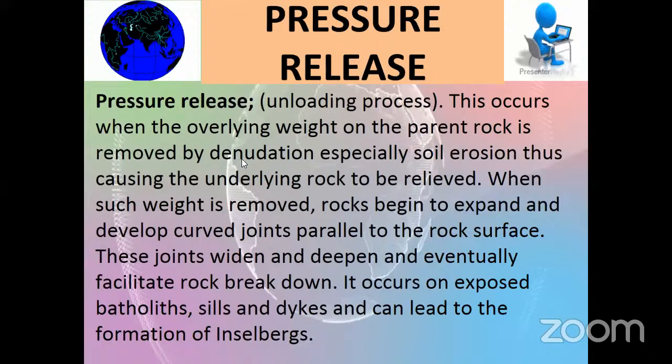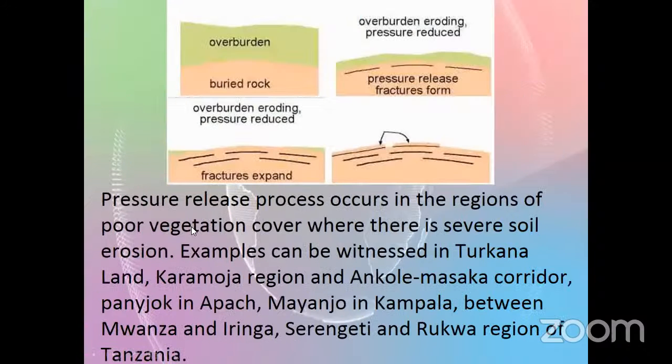Okay, thank you. Let's first look at this drawing. Can you finish up this statement and then we understand the drawing? Pressure release process occurs in the region of poor vegetation cover where there is severe soil erosion. Examples can be witnessed in Turkana land, Karamoja region, and Ankole Masaka corridor.